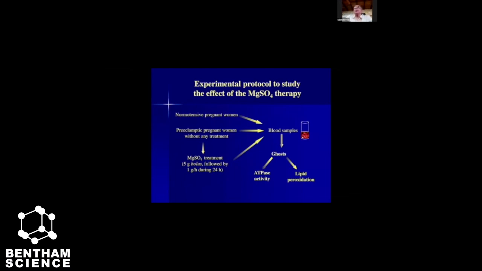In the following experiments, we used the following protocol in order to study the effect of magnesium sulfate therapy. We took blood samples from normotensive pregnant women and from preeclamptic pregnant women without any treatment, and after 24 hours of magnesium sulfate treatment. Then we isolated the red blood cells, we prepared red blood cell ghosts, and we measured in those ghosts ATPase activity and lipid peroxidation.